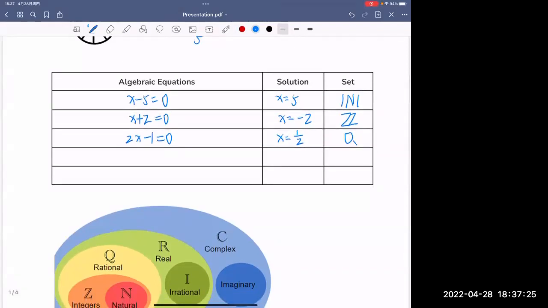And we also have x squared minus 5 equal to 0. What is the solution for that? So x equals plus and minus root 5. And plus and minus root 5 is an irrational number, but we use the letter R to represent it. So R for real numbers. So they are real numbers.